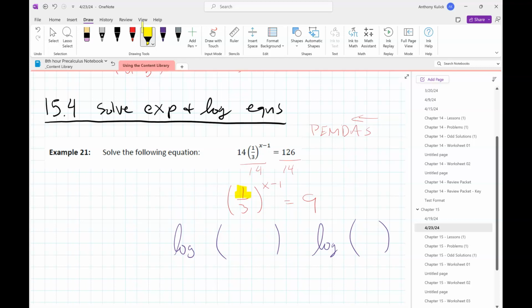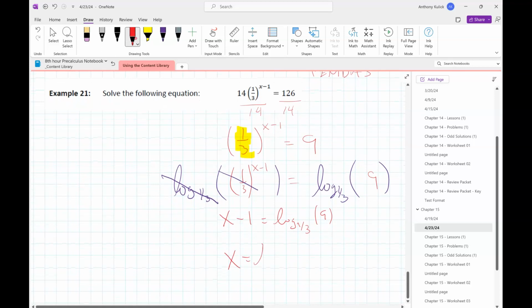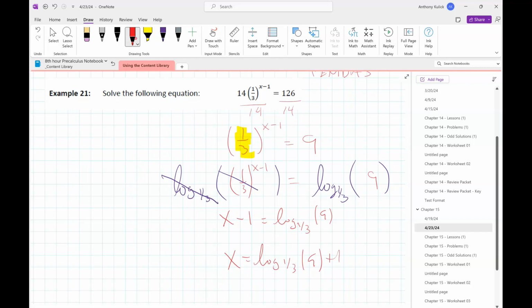So I'm trying to cancel this guy out. Yes, the base of my logarithm should match the base of my exponential, because exponent base 1/3 cancels log base 1/3. So then I just add 1 to both sides. And it's calculator time.